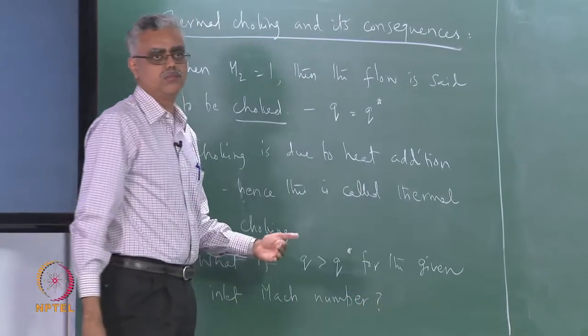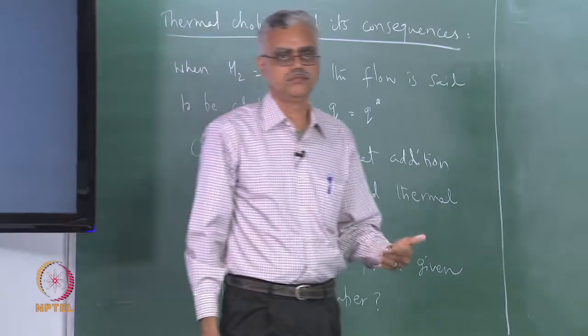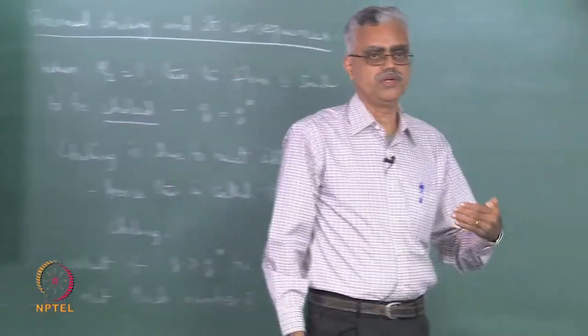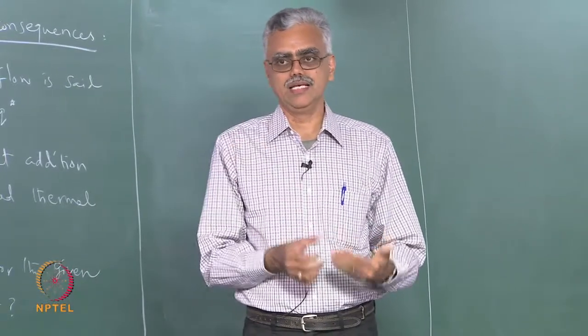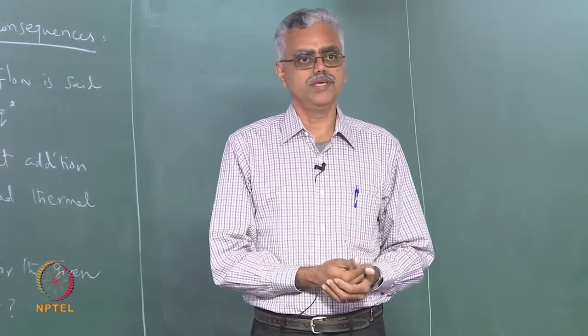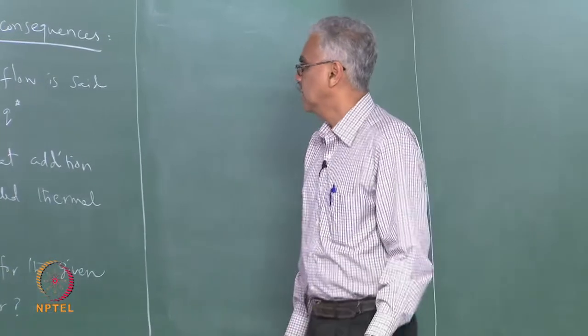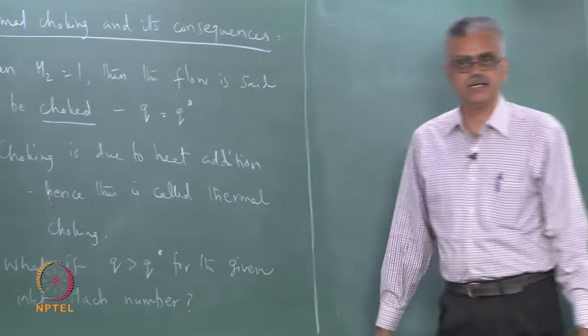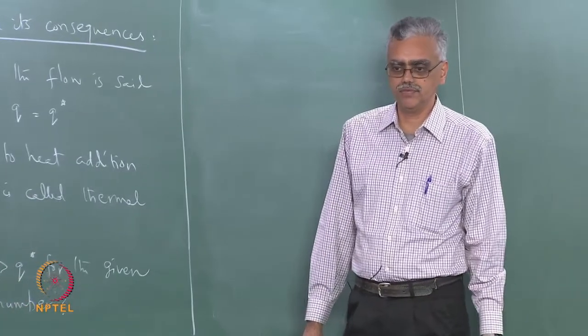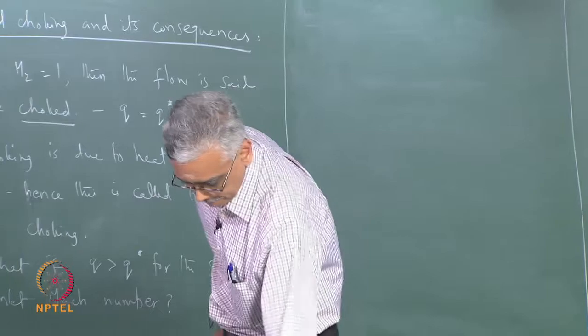So every inlet Mach number will have a corresponding q star. If the inlet Mach number is 0.3, q star will have some value. If it is 0.4, q star will be less. If it is 0.5, q star will be even less. So every inlet Mach number has a q star. So the question is, what if I happen to add heat which is greater than q star? That is what we are going to discuss.